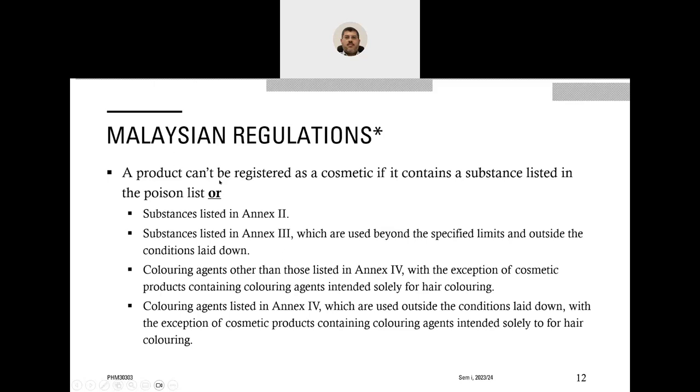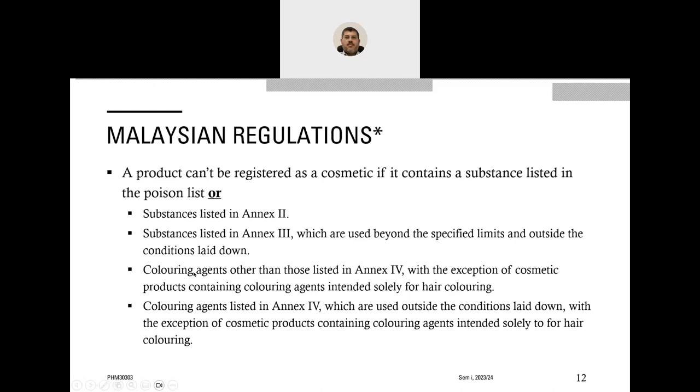So number one, if you have any active ingredient from the poison list, meaning an API, an active ingredient known to have pharmacological effect and included in the poison list, then you cannot register it as cosmetics. So what will you do? You register it as drug, maybe classified as OTC drug, same as we mentioned about US. And there are also requirements for the ingredients and excipients themselves. They should not contain any substances listed in Annex 2, Annex 3, above certain limits.